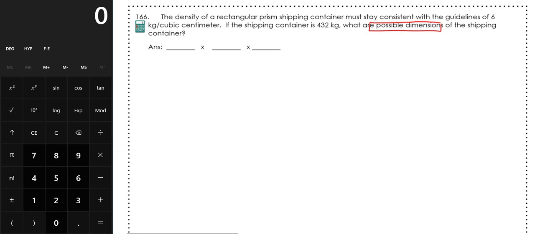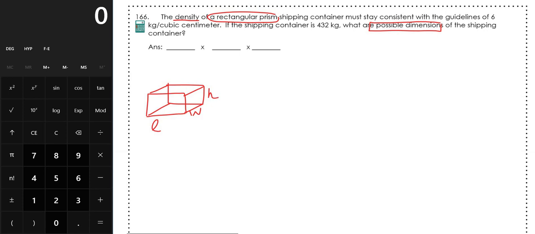Let's go back to talk more about what's happening here. So they're telling us that we have density for a rectangular prism shipping container. I'm going to go ahead and draw a rectangular prism. So here's my rectangular prism shipping container. They're asking me to figure out possible dimensions for this container. Dimensions are the length, width, and height.